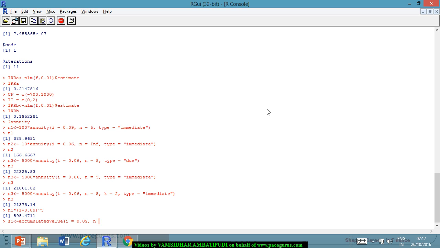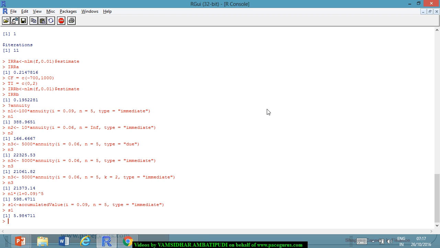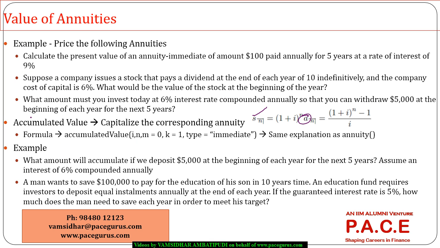The first example I'm taking, all others you can continue. The N is 5 for 5 years. I want to look at type is immediate. There is no deferment period and there are no multiple payments within the year. So based on this, if I compute S1, it is coming out exactly 5.98. I have to multiply it with 100. So this is where I'll get that 598 itself.